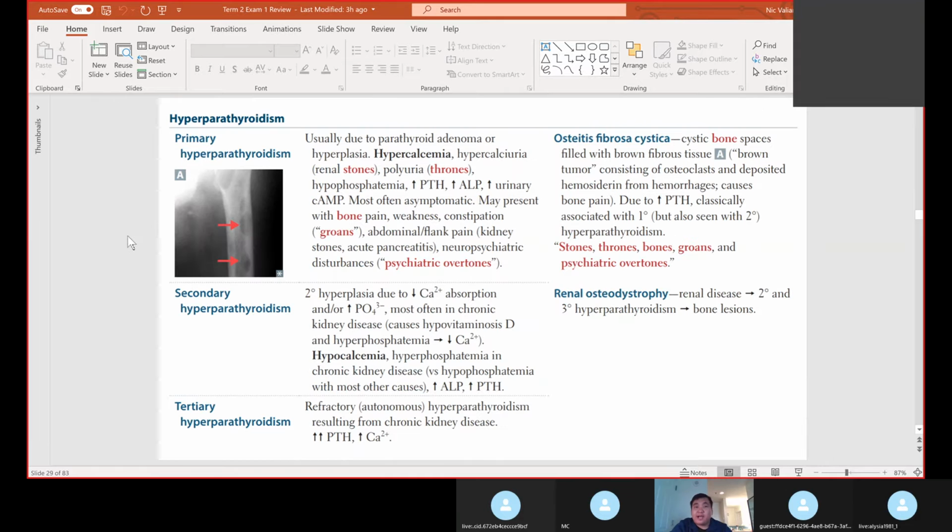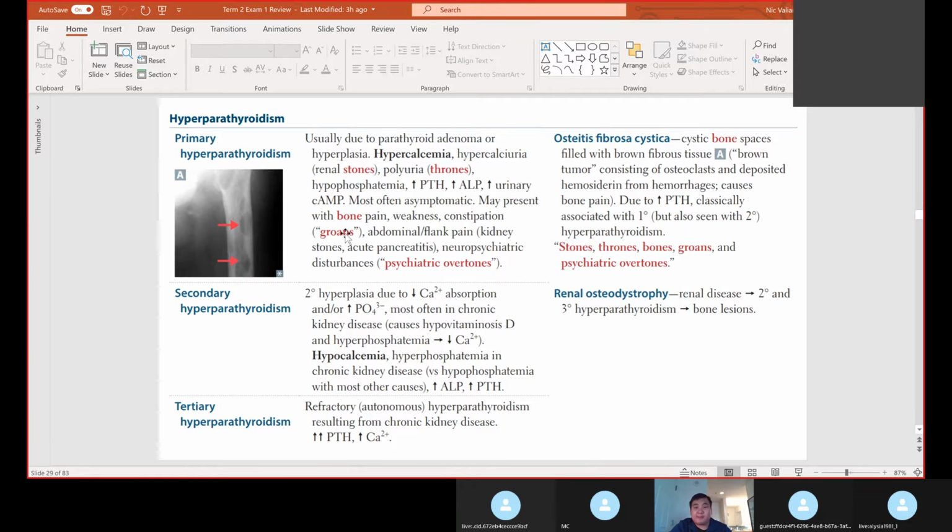Hyperparathyroidism now. So you have hypercalcemia. Don't forget the mnemonic: bones, groans, and psychiatric overtones. Hypercalcemia, you can have bone pain, you can have renal stones, you can have polyuria, weakness, constipation, neuropsychiatric disturbances.